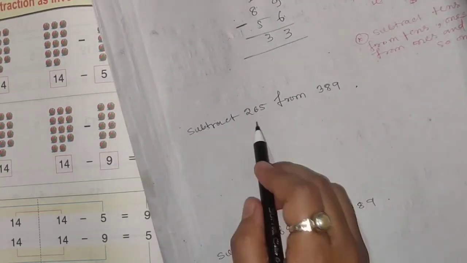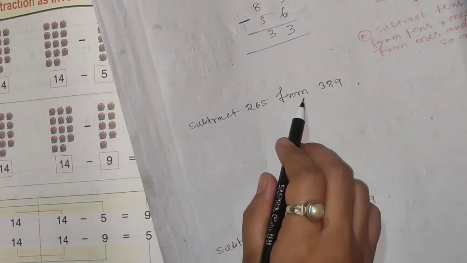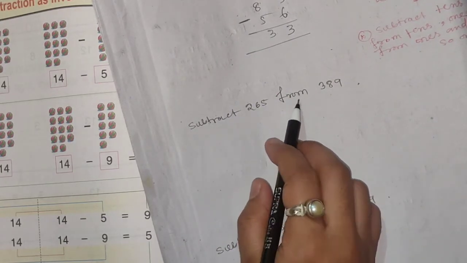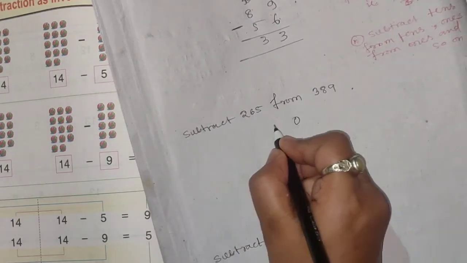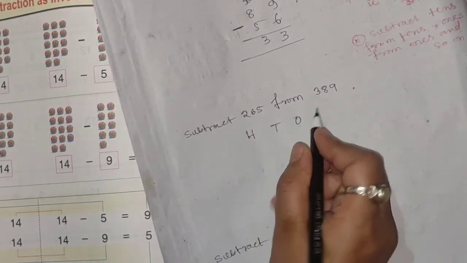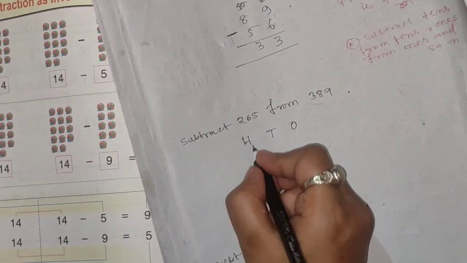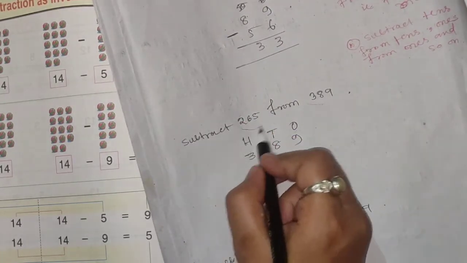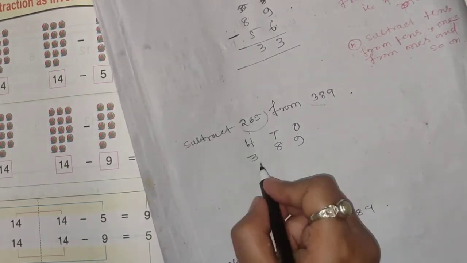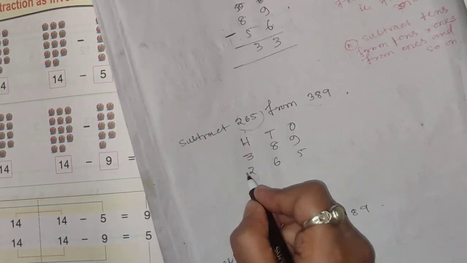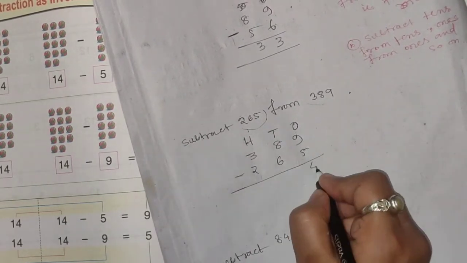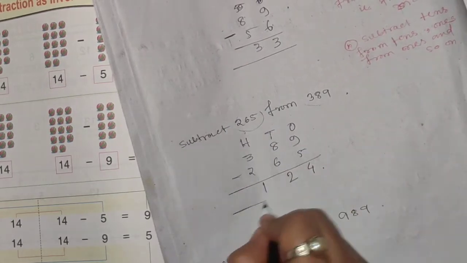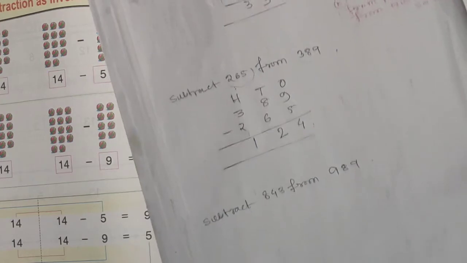Next, subtract 265 from 389. So, first of all, you have to write these numbers in columns. Ones, tens, hundreds. From this number you need to subtract, so this number will be written at the top, and the number being subtracted will be written at the bottom. 9 minus 5 is 4, 8 minus 6 is 2, 3 minus 2 is 1. So, 124. This will be the answer.